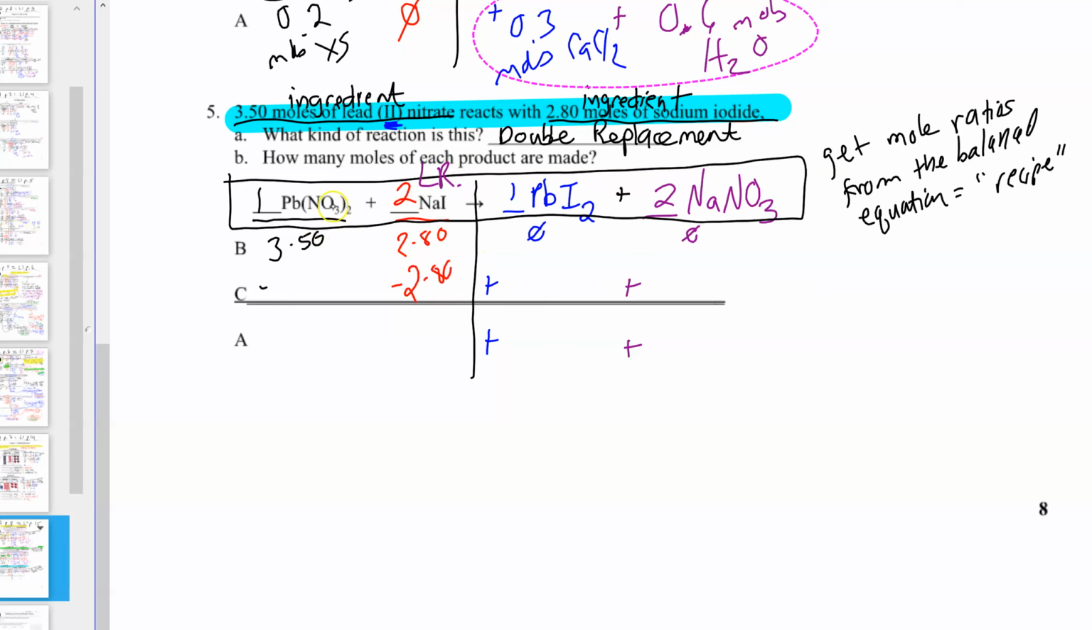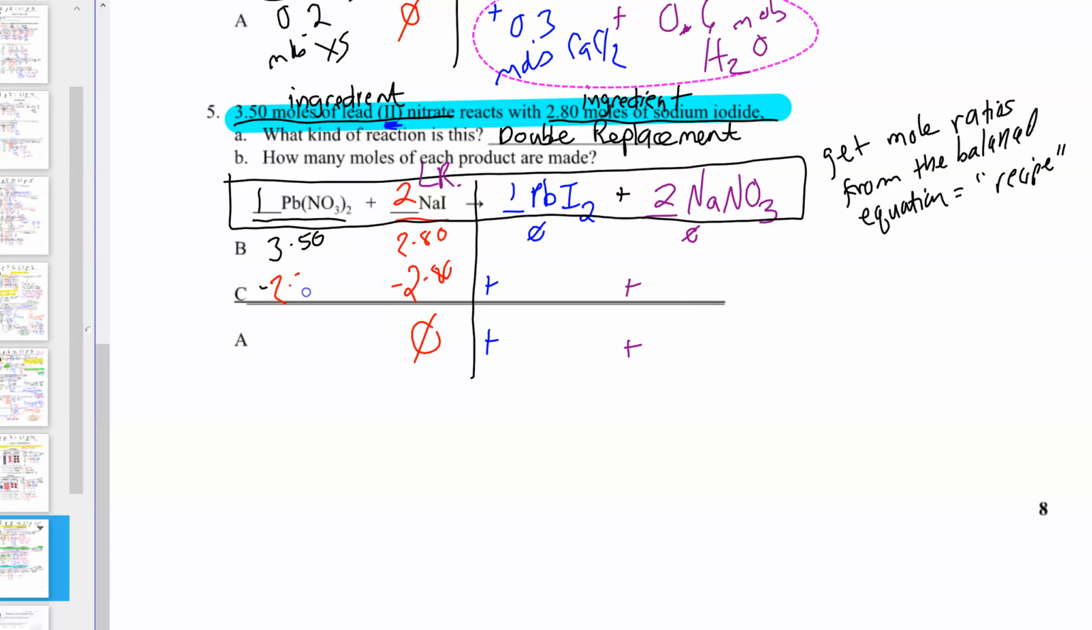So before the reaction, here's what I have. This much from the problem, no products. No brownies until you make your brownies. So after the reaction, after the change, we have none of that left. How much of the lead nitrate? We do have to do this step to make sure we pick the limiting reactant right.